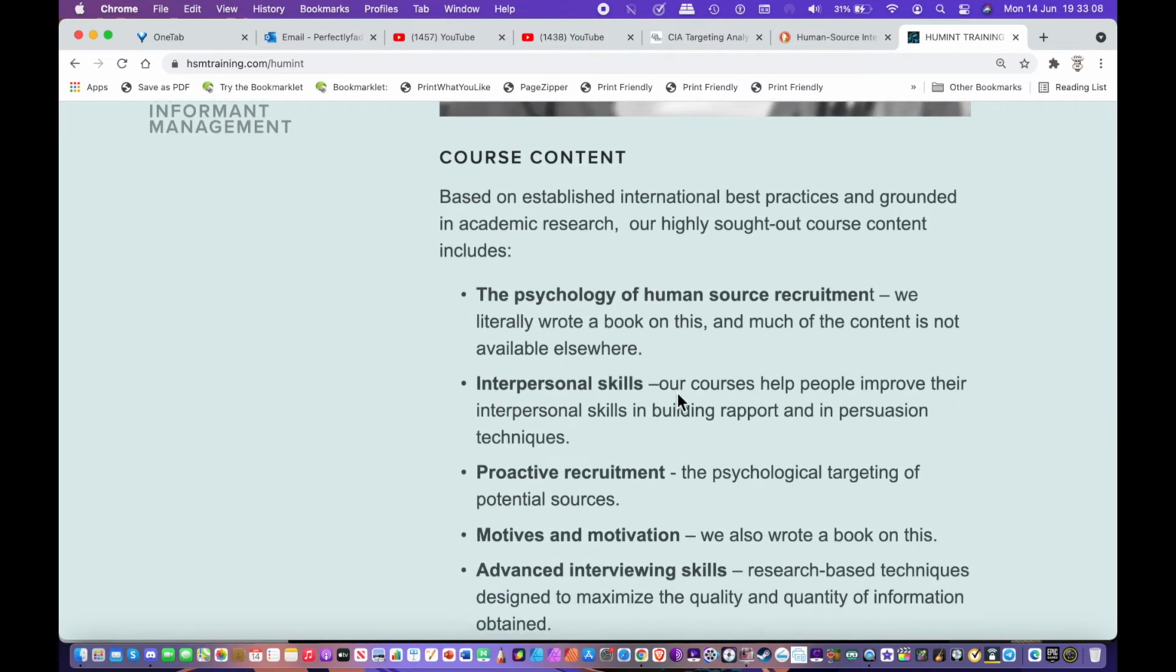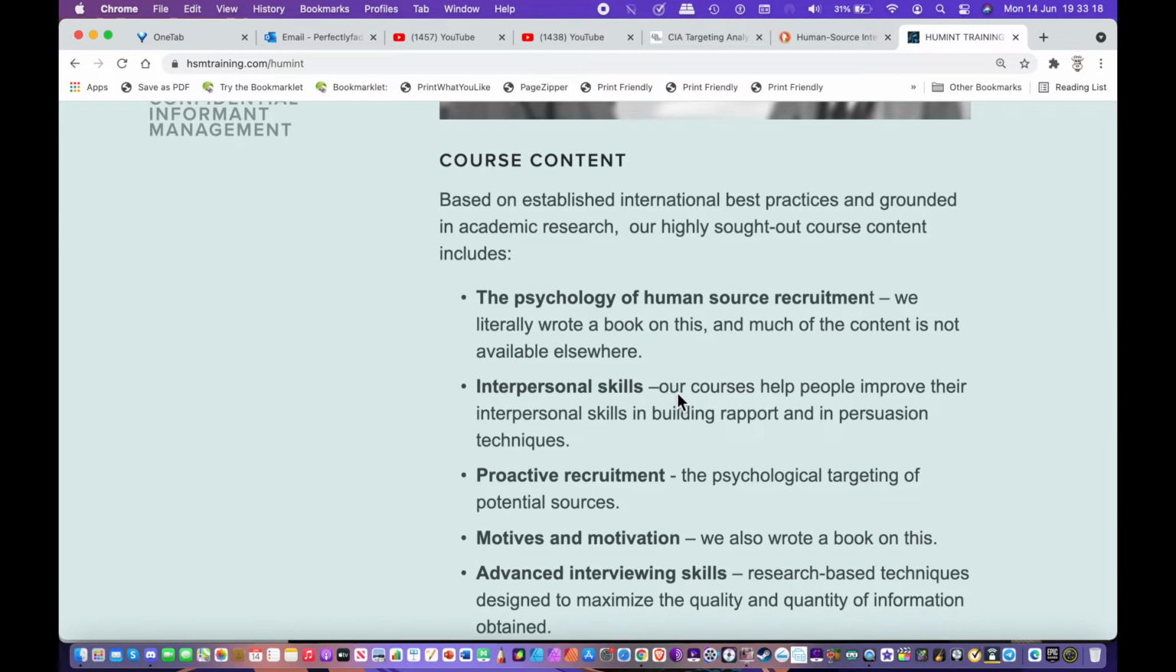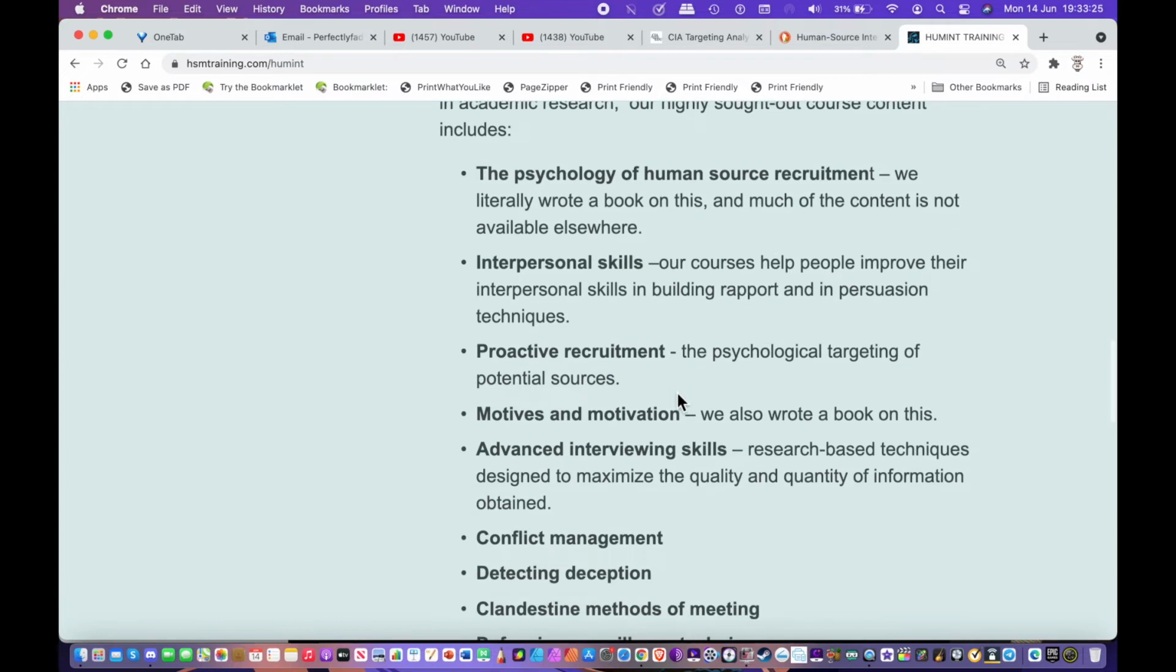Right, so when they're doing the course, it involves the psychology of human sourcing recruitment. We literally wrote a book on this, and much of the content is not available elsewhere.